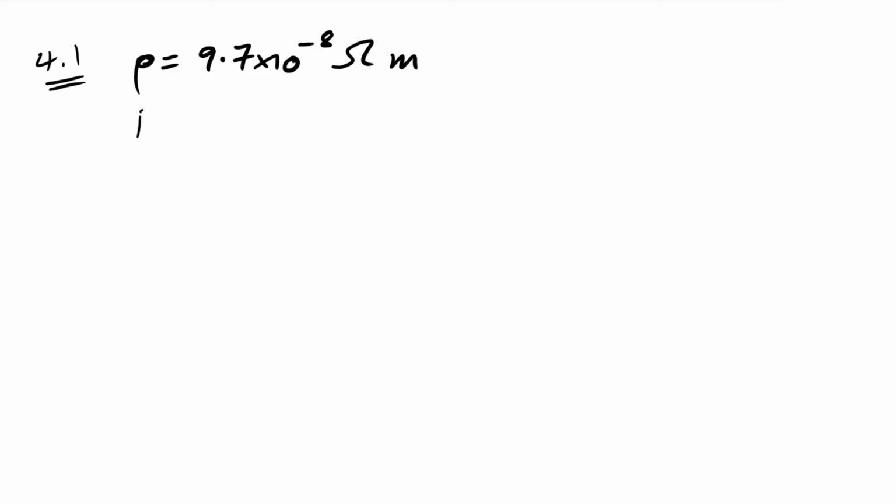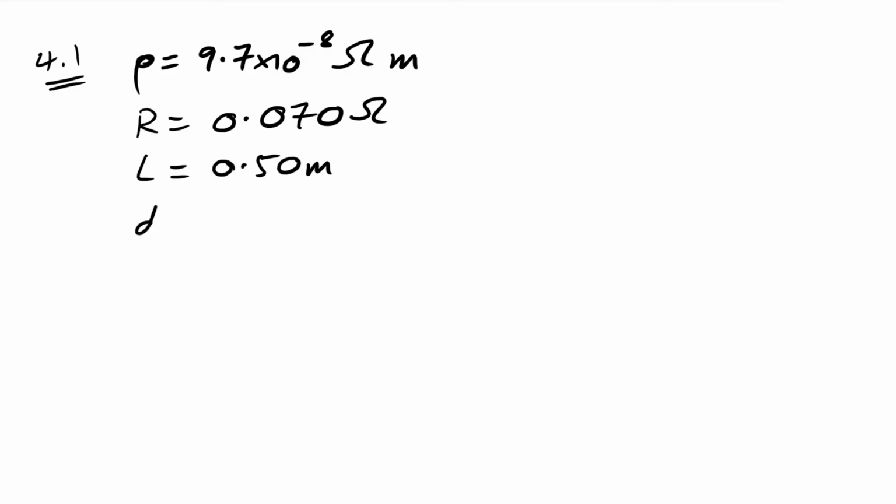Okay, a bit of electricity. Resistivity. We have the resistivity of the wire, 9.7 times 10 to the minus 8 ohm meters. We have the resistance, 0.07 ohms. And we have the length of 0.5 meters. We're being asked to find out the diameter. Of course, we're going to have to find out the area in order to get to that point.